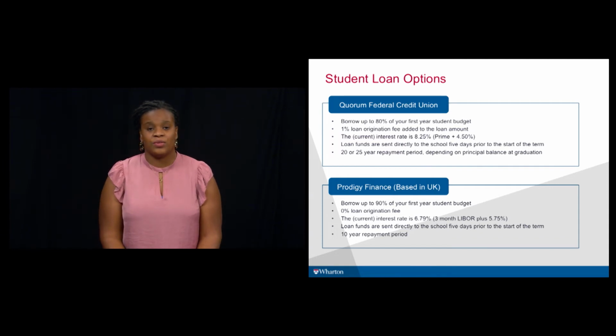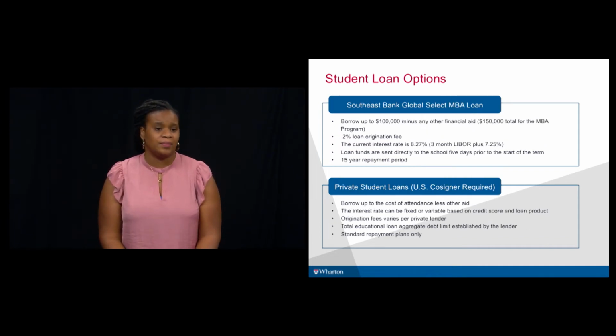Another resource for international students is Prodigy Finance. They are based in the UK, and they offer really good competitive rates as well. And of course, you can borrow up to the student budget, or 90% of the student budget, to finance your education. So if you are from all over the world, you are eligible to borrow loan funding from Prodigy and also Quorum, and also U.S. lenders if you have a cosigner. There's another program that is recently new to our list. It's called Southeast Bank Global Select, which also offers really good competitive rates and allows you to borrow up to the student budget. Unfortunately, we're not able to offer everyone a fellowship, but if you're not able to get a fellowship, there are external scholarships depending on your country, and there are also loan programs available to help you finance your education.